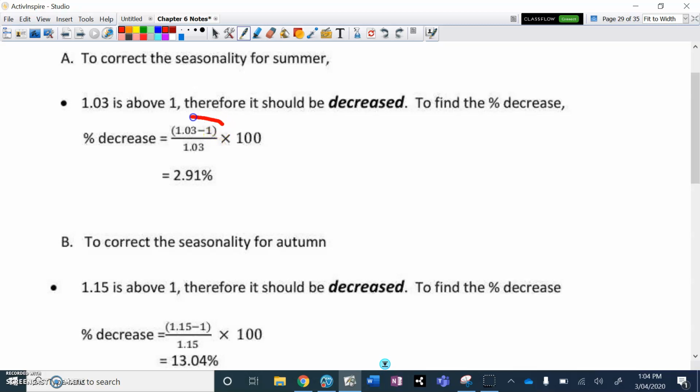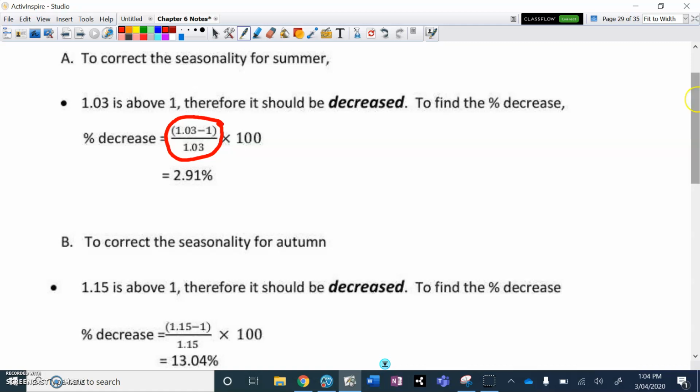So in your calculator, do the difference between what the seasonal index actually is and 1, then divide it by the seasonal index, change that into a percentage, and you'll get 2.91%. So to correct seasonality for summer with a seasonal index of 1.03, you should decrease your sales by 2.91%.